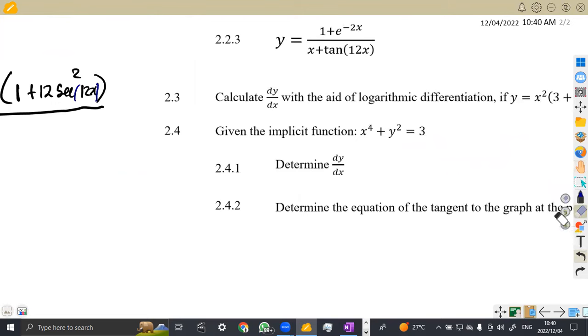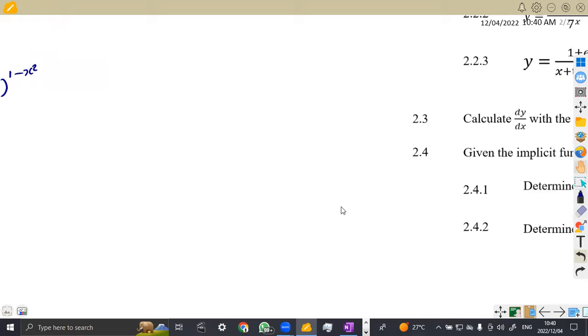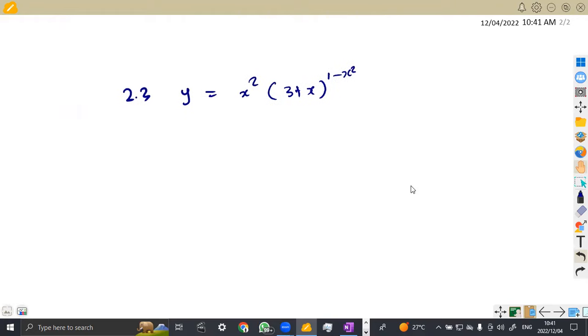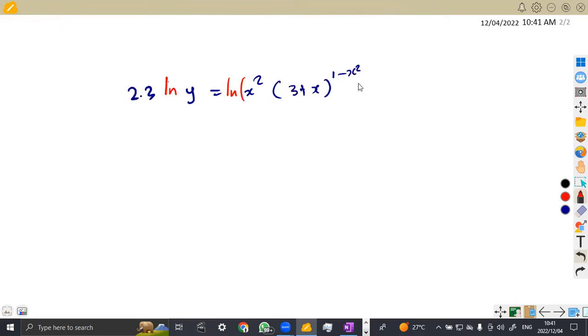All right, so let's see what was supposed to happen here. 2.3. All right, so that was y is equivalent to x squared into 3 plus x to the exponent of 1 minus x squared. Is it 1 minus x squared? All right, so yeah, that's 1 minus x squared. Okay, so with the use of logarithmic differentiation, remember that we are supposed to introduce the log part, but it is best for you to introduce it as ln. So you introduce ln there on this part like this.